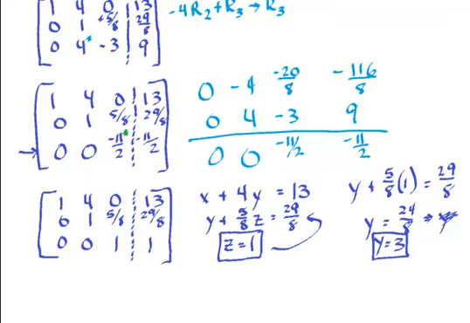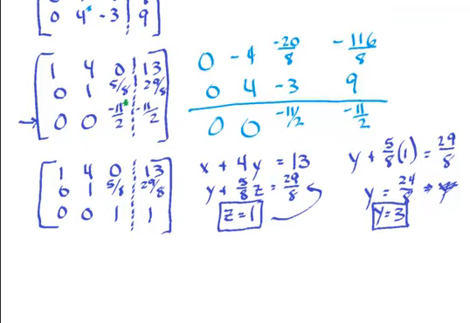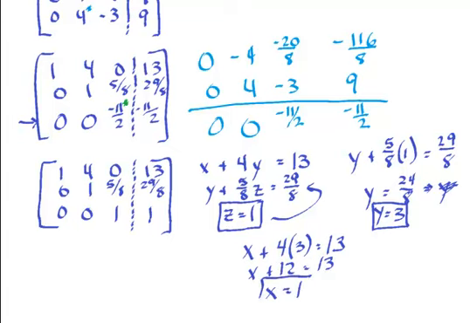Then I need to get my x. So let's see. Oh, this is nice. X plus 4 times 3 equals 13, because z didn't matter for that one. X plus 12 equals 13. Oh, subtract 12 from both sides. X equals 1. So my answer for this would be 1, 3, 1.